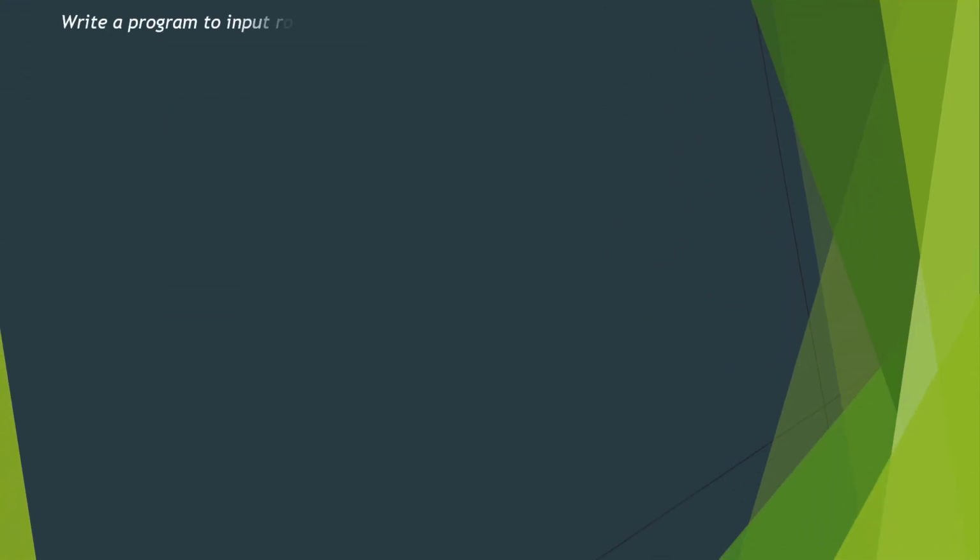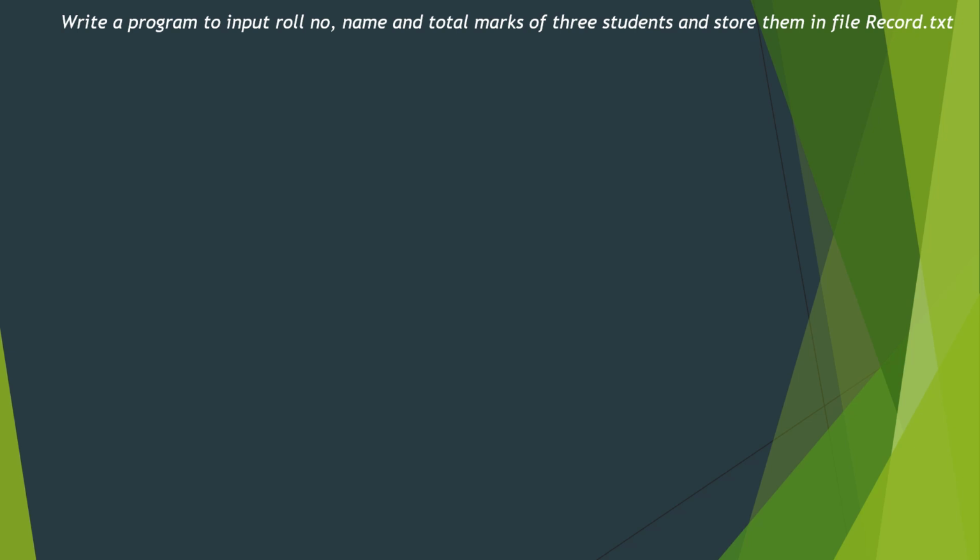Write a program to input roll number, name and total marks of 3 students and store them in a file record.txt. So we are going to create a text file for output operation, and as you can see here, the extension of the file is .txt. Firstly we'll import the java.util package for the Scanner class, then java.io, because we are going to use FileWriter and BufferWriter classes. Now class file, public static void main.